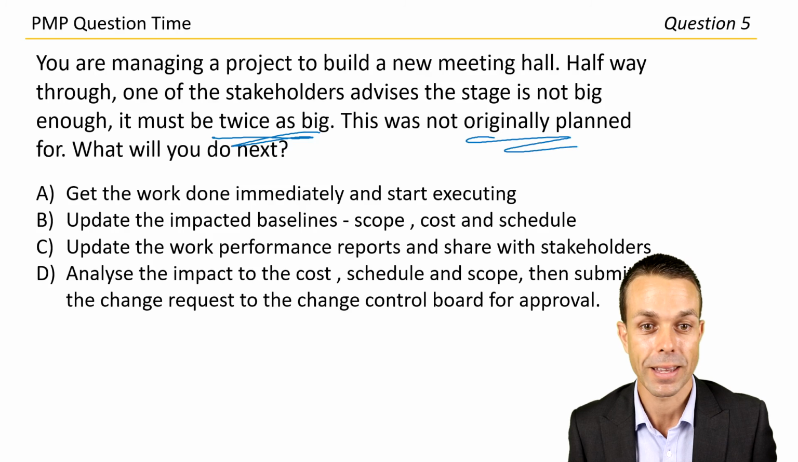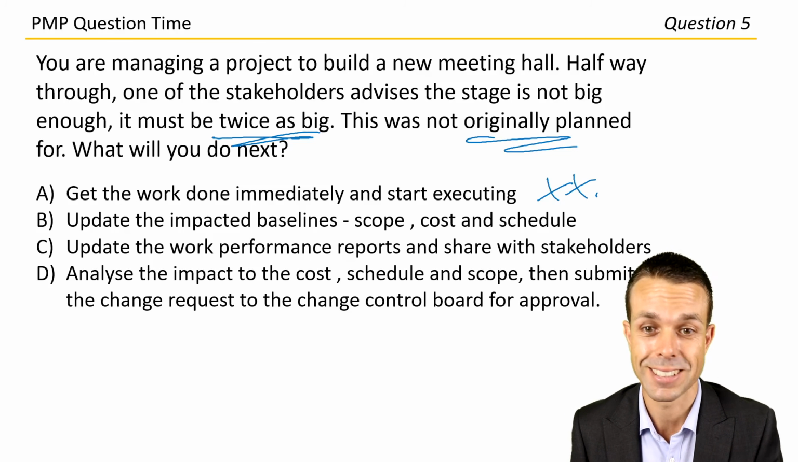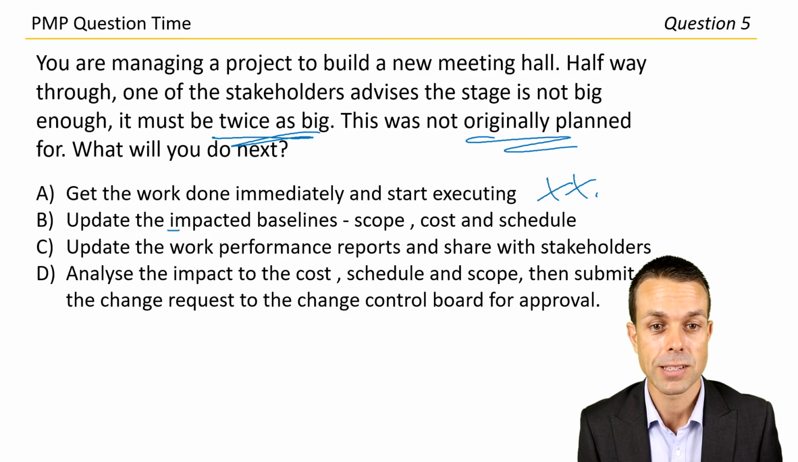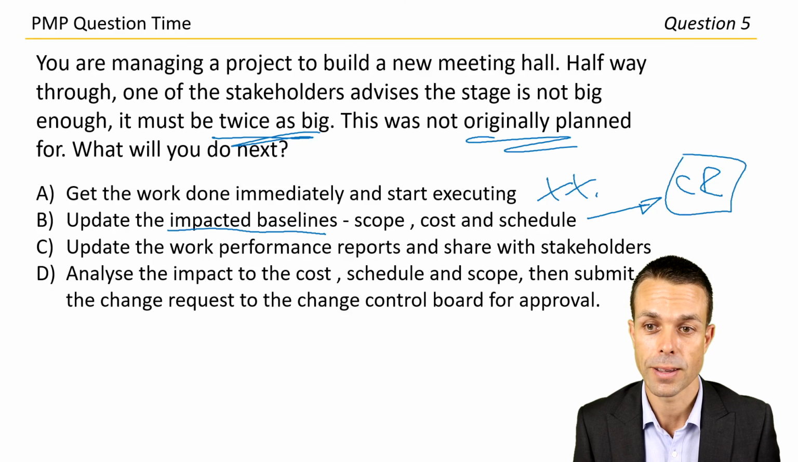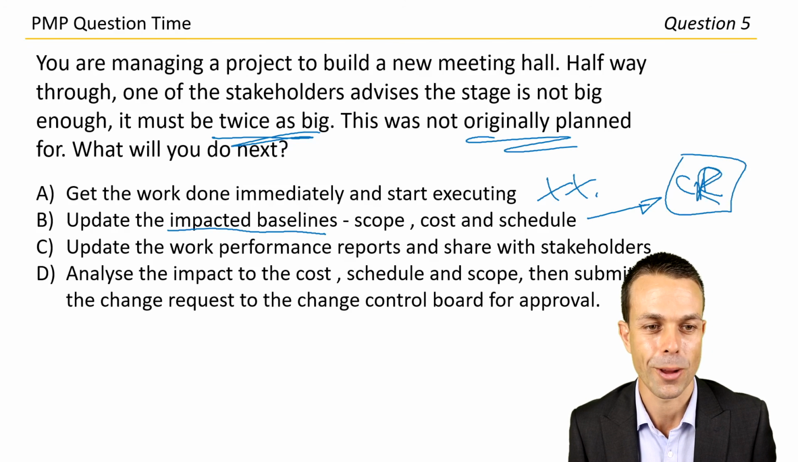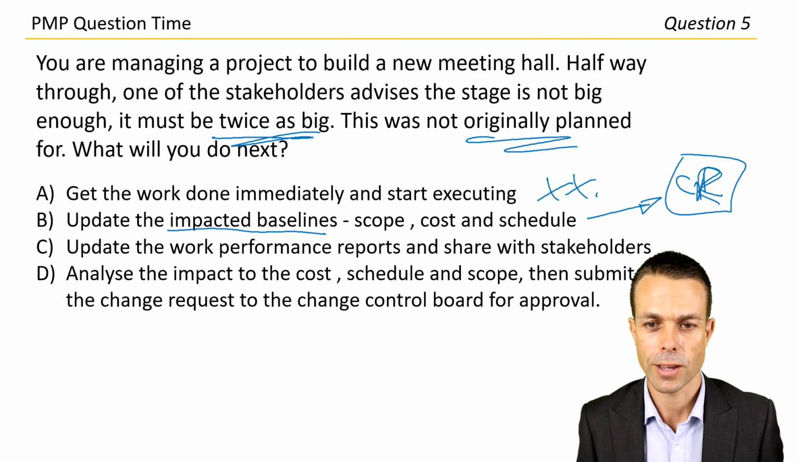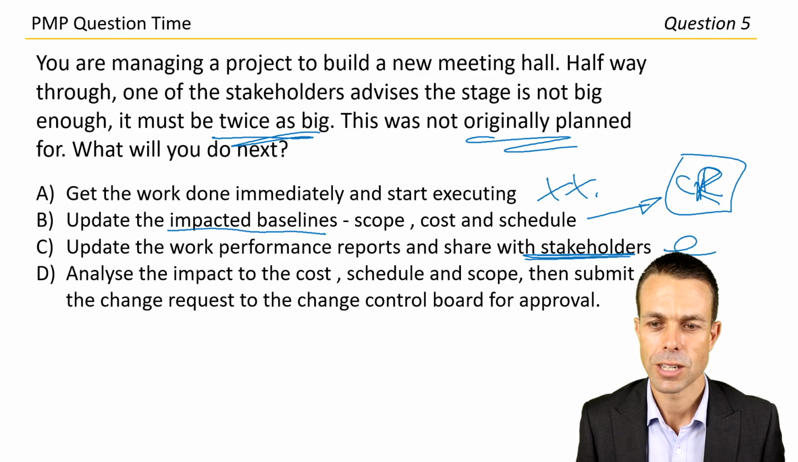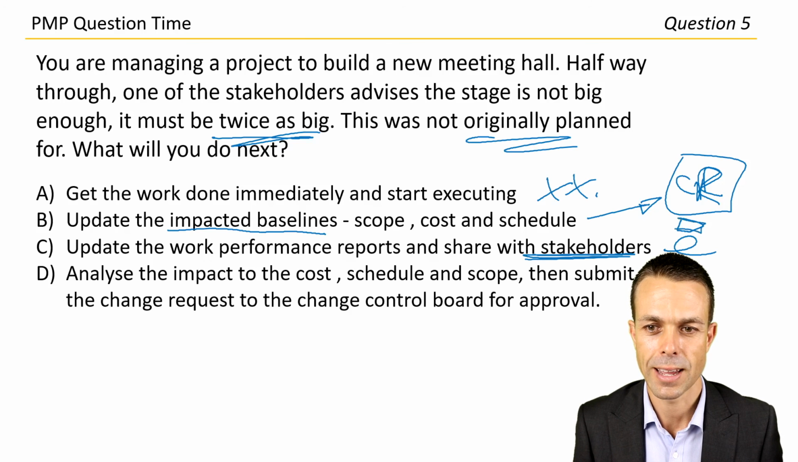Okay, let's have a look. Get the work done immediately and start executing. No, we need to go through the proper processes here. Update the impacted baselines. No, we don't update the impacted baselines until we've got an approved change request. I think this is probably going to be a change request question here, I think. Update the work performance reports to share these with stakeholders. Work performance reports, they have their own schedule, so you might do these weekly or monthly or whatever you agree upon. I don't think that's really related at this stage.